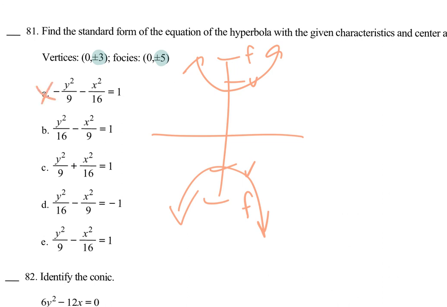This one has 2 negatives. That's not even a hyperbola. But the y comes first. Then, because the vertex is 3, I know my a squared is 9. That has to come first. Now I've narrowed it down to those two.